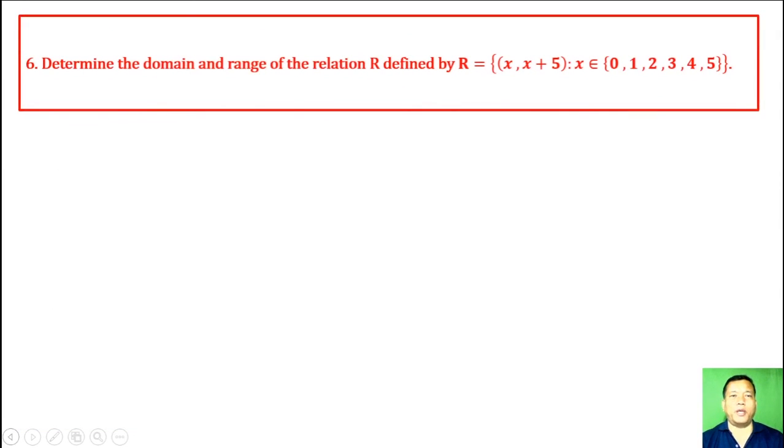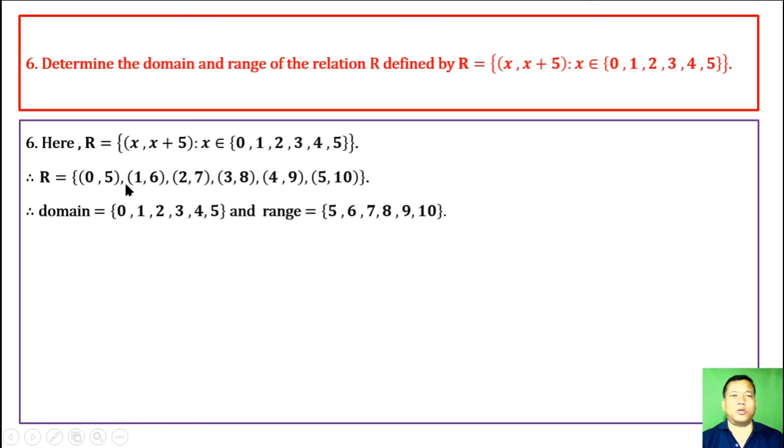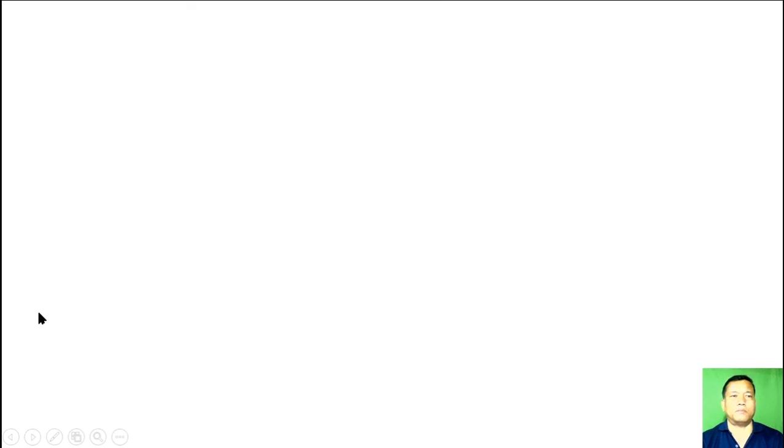Question 6. Determine the domain and the range of the relation R defined by R equals this: (x, x plus 5), x belongs to the set consisting of 0, 1, 2, 3, 4, 5. Here R is equal to this. Therefore, possible ordered pairs of R are: when x is 0, the corresponding value is 5. (0, 5), (1, 6), (2, 7), (3, 8), (4, 9), (5, 10). Therefore, domain is 0, 1, 2, 3, 4, 5 and the range is the second components 5, 6, 7, 8, 9, 10.